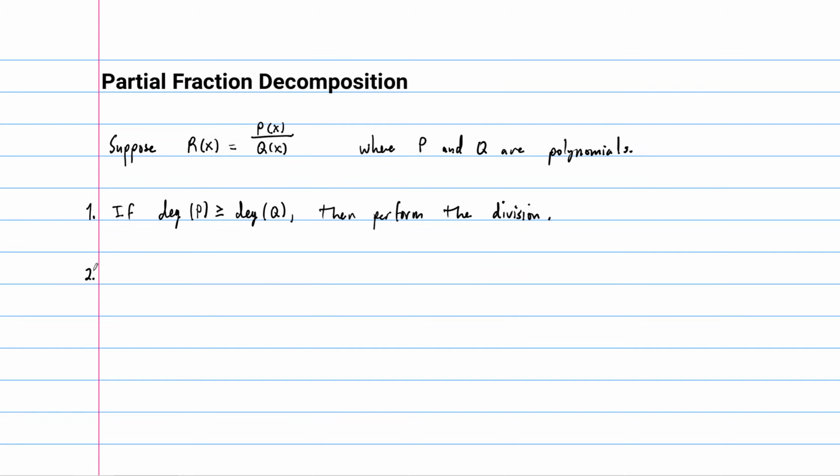So step two: once we've done this, now we can assume that the degree of p is less than the degree of q. So the largest exponent in the numerator is smaller than the largest exponent in the denominator. At this point, you have to make sure you're in the right realm, and then you need to factor q completely.